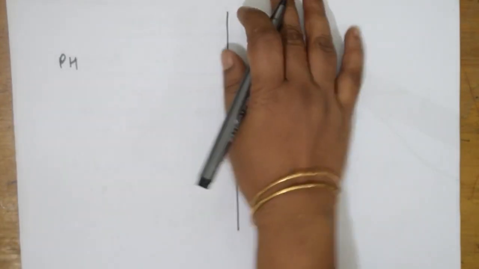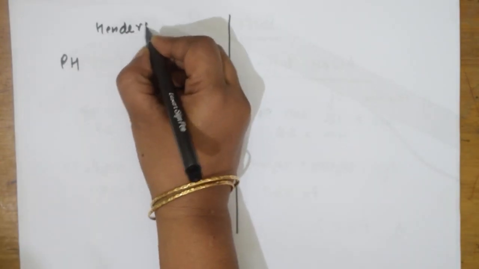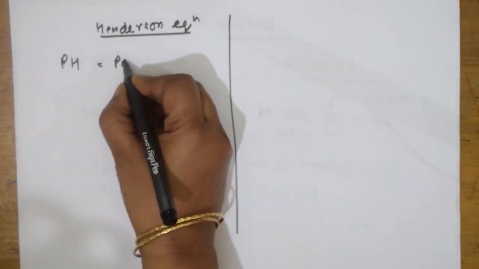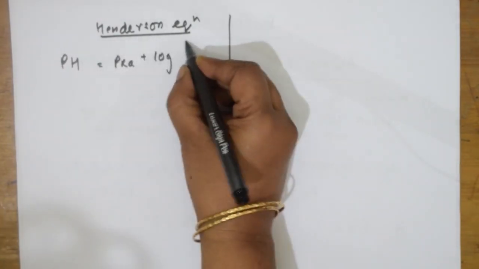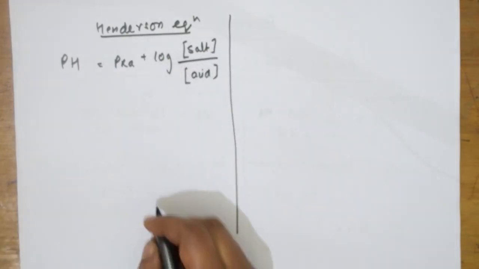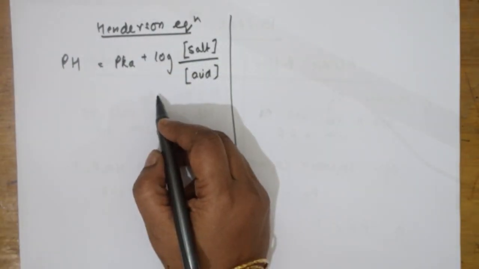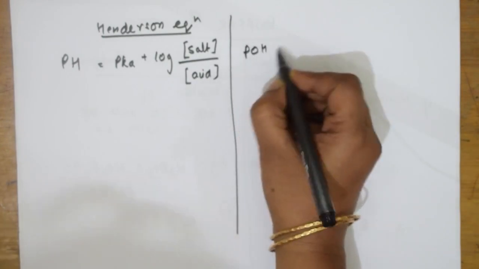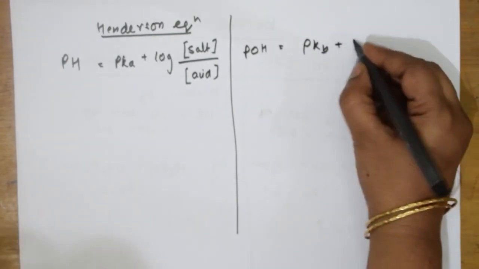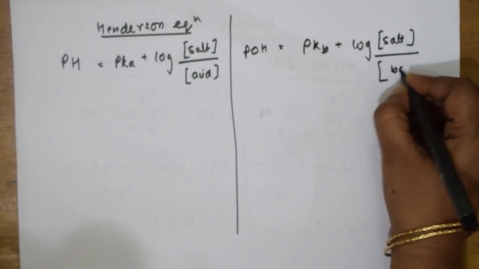This is called Henderson's equation. pH is given by pKa plus log of concentration of salt by concentration of acid. What is Ka? Ka is the dissociation constant of the acid. The same thing for the basic buffer: pOH is pKb plus log of salt by base.